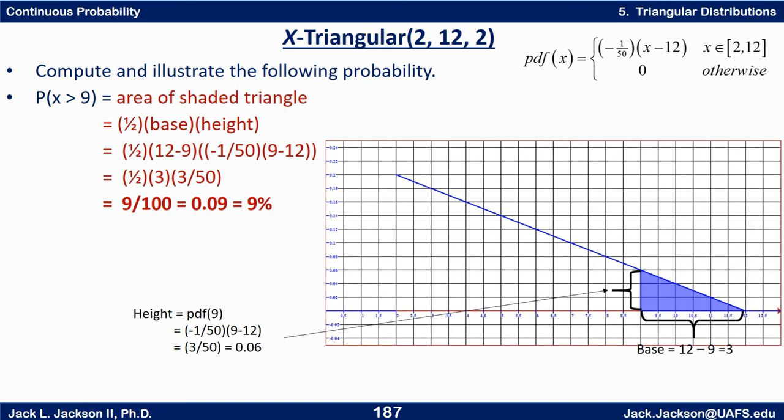Okay, so PDF of 9 means plug 9 into this formula. Let's work that out. 9 minus 12 is negative 3, times negative 1/50th is 3/50ths. So the area is 1/2 base times height. That's 1/2 times 3 times 3/50ths, which is 9/100ths. In other words, 0.09 or 9%.